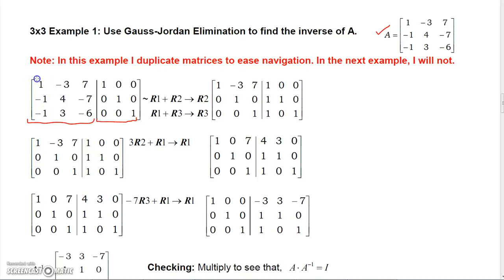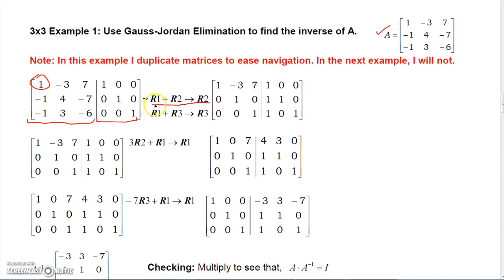So what I want to do first is get a 1 right here, which I already have. Since I already have a 1 right here, I'm going to use that 1 to eliminate the negative 1 in row 2 and the negative 1 in row 3. So all I have to do to eliminate the negative 1 in row 2 is add row 1 to row 2 and put the result in row 2. So that's pretty easy to do.